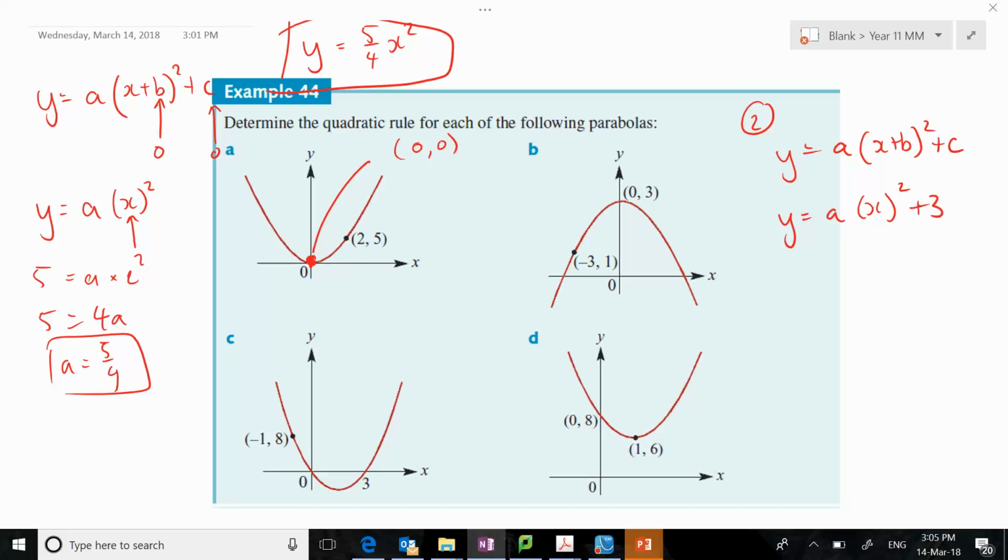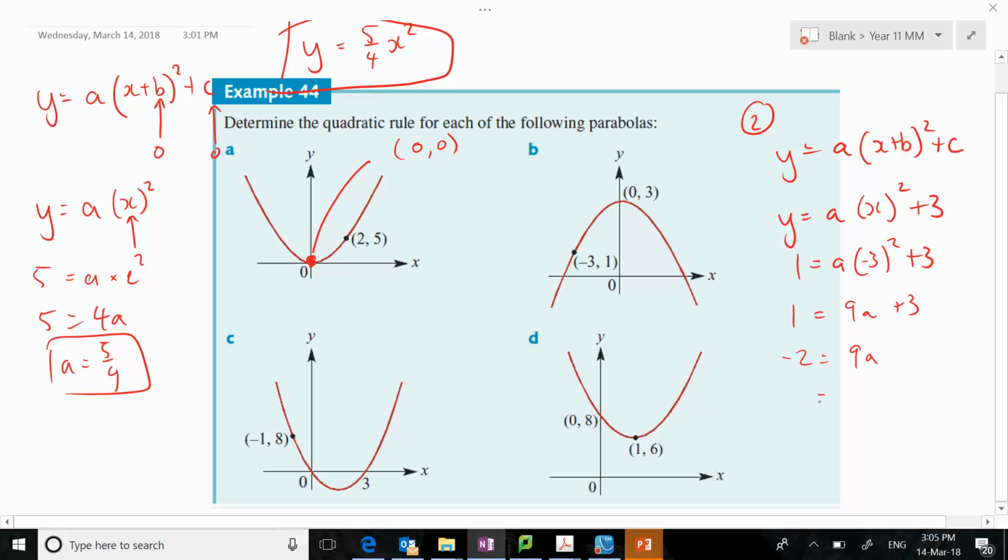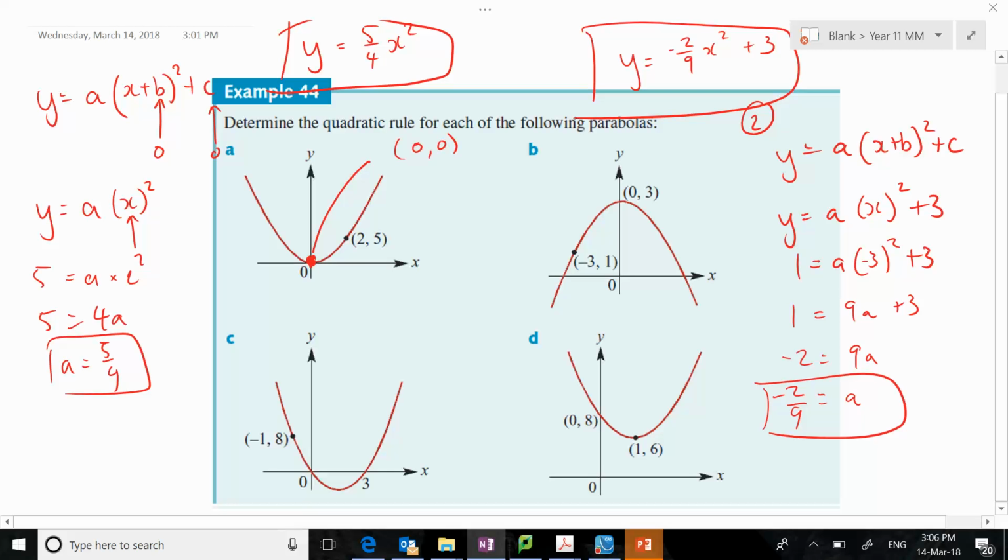Yeah, so if I solve for a right now, using that coordinate, this is what you would have said. When x is -3, you should have y is 1. So work it out. That's 9a plus 3. It's 1 minus 3 on both sides. That becomes -2. 9a, a is equal to -2 on 9. So my equation should be y equals -2 on 9 x squared plus 3. There you go. You see what I'm doing now? I'm just choosing the equation.